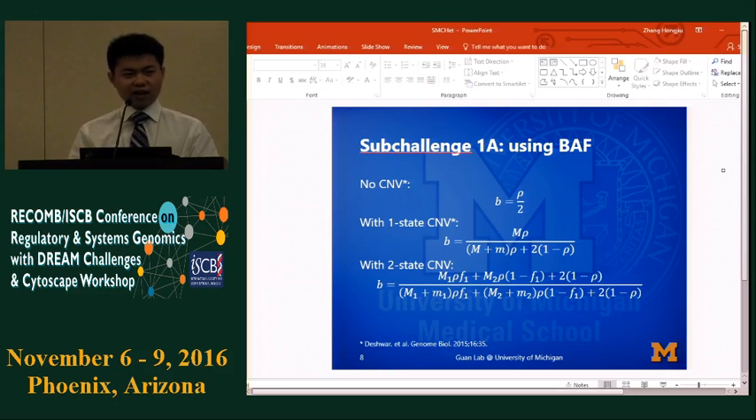So BAF is a great information for us to infer the cellularity of the whole tumor content, or on the other hand, the normal contamination ratio. The first two equations shown here, using BAF to infer the cellularity, were originally derived in Tumour's team when they published the Phylogeny paper. And we extend that to the two-state copy number variation.